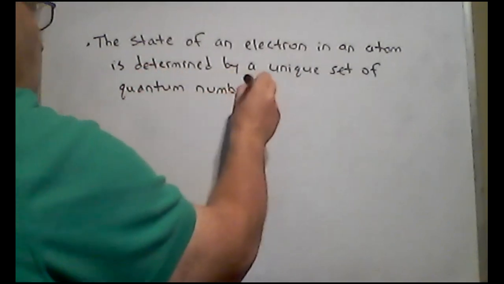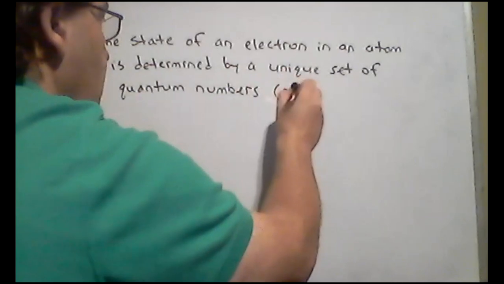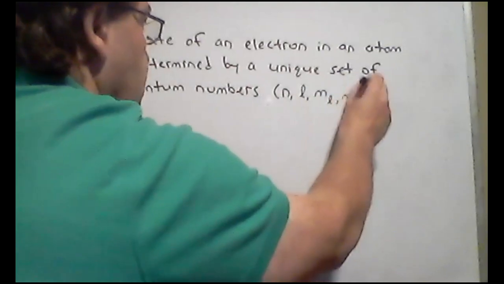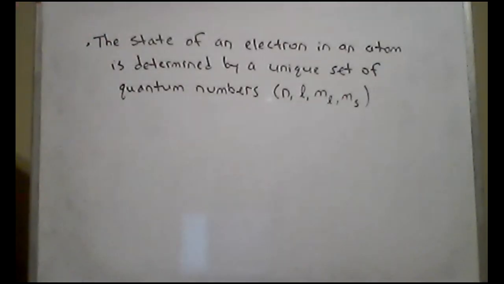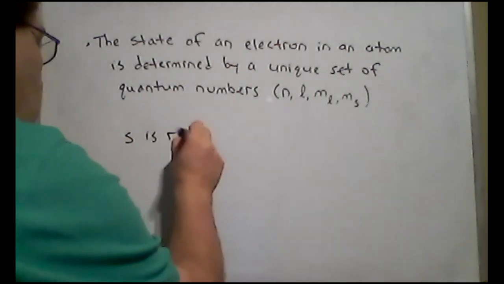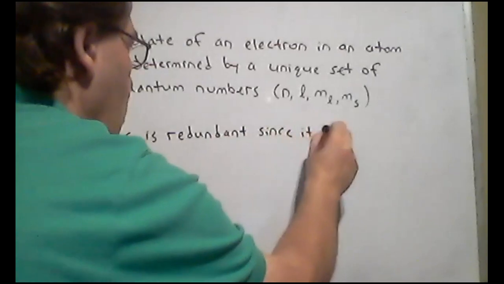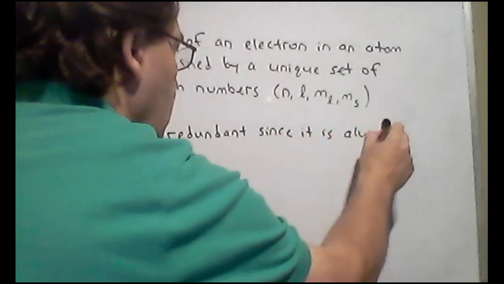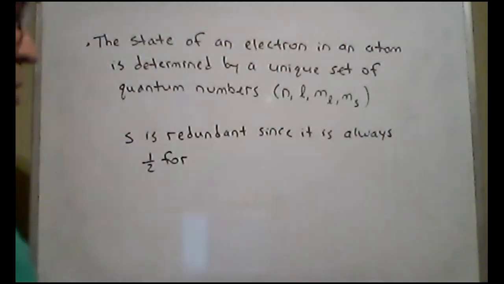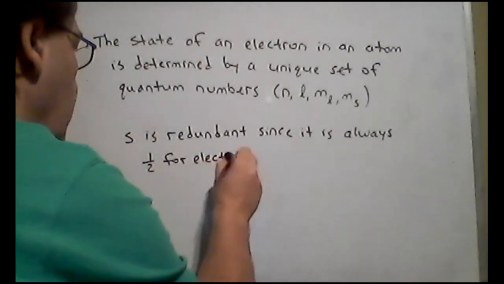Now let me say this for a moment here. So you said quantum numbers. So what are the quantum numbers? Well, I'm going to write it down. It's n, l, m sub l, m sub s. Now notice I didn't put down s. In this situation, s is redundant, since it is always 1/2 for electrons. Every electron in the universe is going to have s equals 1/2, so there's nothing special about that. So we don't bother putting it in the address.